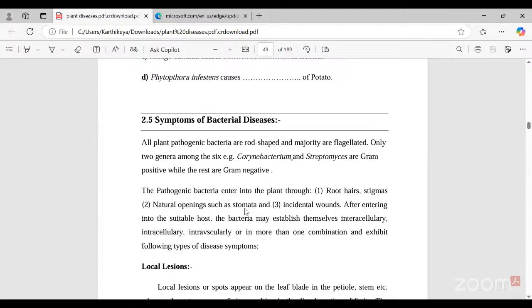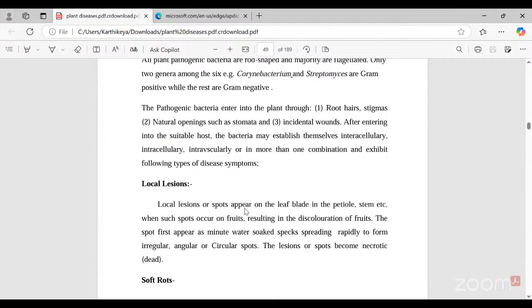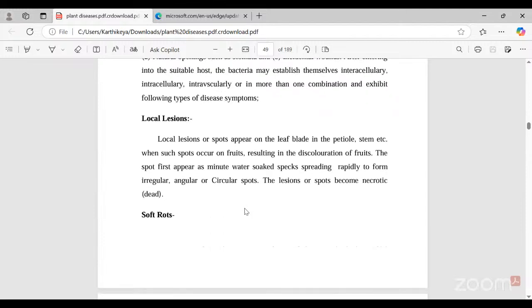The pathogenic bacteria enter into the plant through root hairs and stigma; second, natural openings such as the stomata; third, incidental wounds, after entering into the suitable host. The bacteria may establish themselves intercellularly, intracellularly, intravascularly, or in more than one combination and exhibit the following types of disease symptoms.